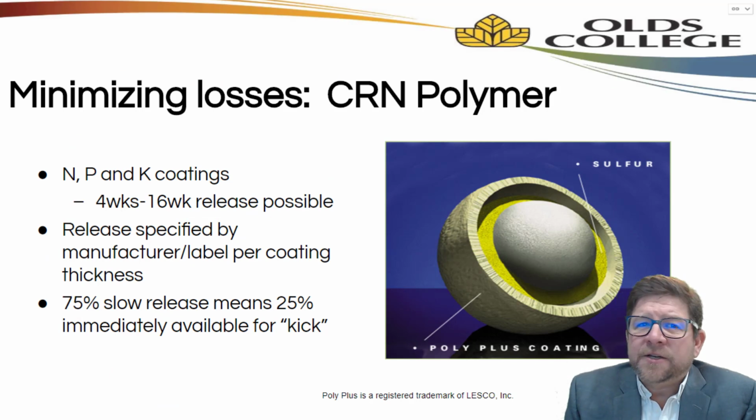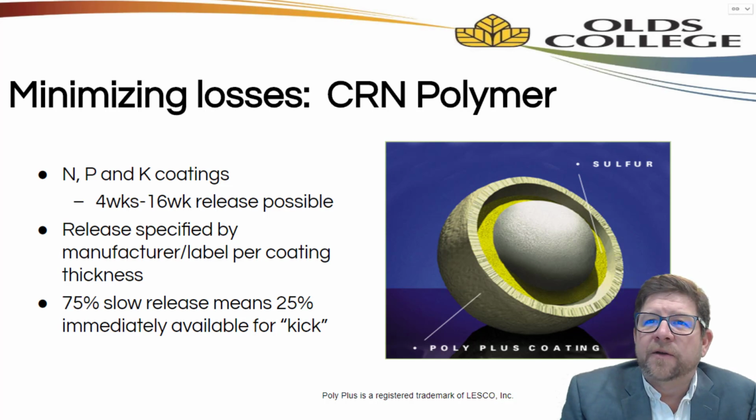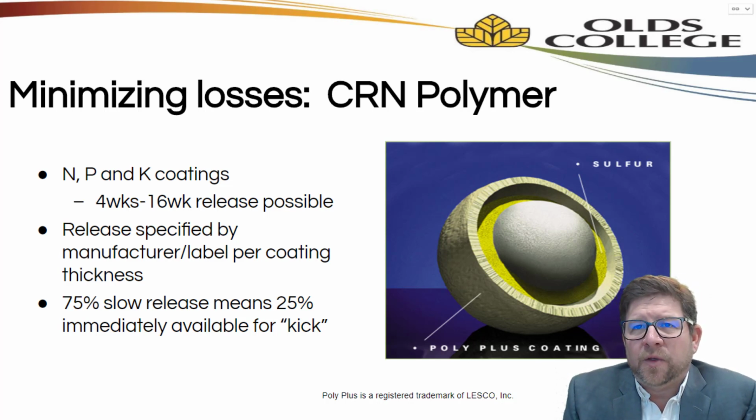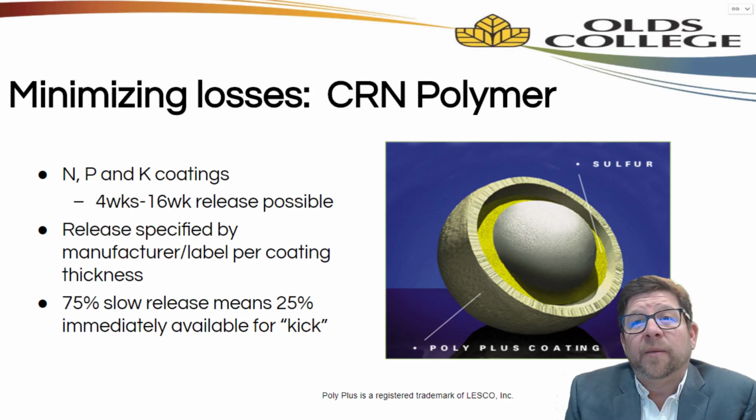Now, the nitrogen, phosphorus, potassium coatings are quite ranged. We can create as big of a coating or as long as a coating as we like. Usually, that release is specified by the manufacturer. There are golf courses out there that have applied one 16-week release, which is essentially one application for the entire summer, which is a great way to save labor.